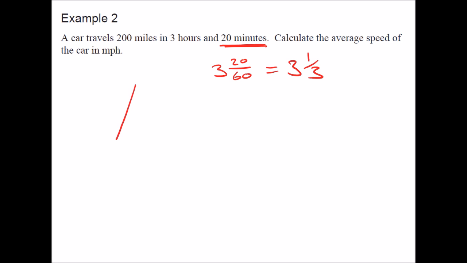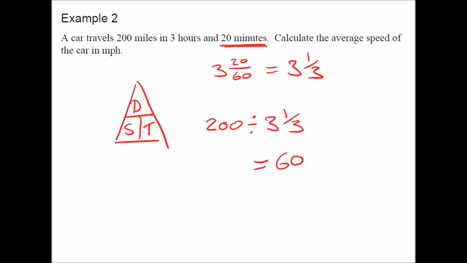Now then, let's think about our speed, distance, and time triangle. Just like in the previous exercise, we are looking to calculate the speed. So we need to do the distance, which is 200, divided by the time, which we now know we need to write as 3 1/3. If I calculate that, I get 60, and we're in hours and miles, so it's miles per hour as our unit.